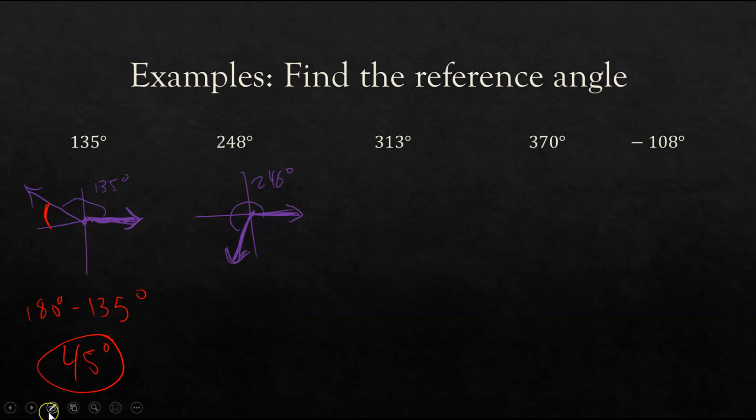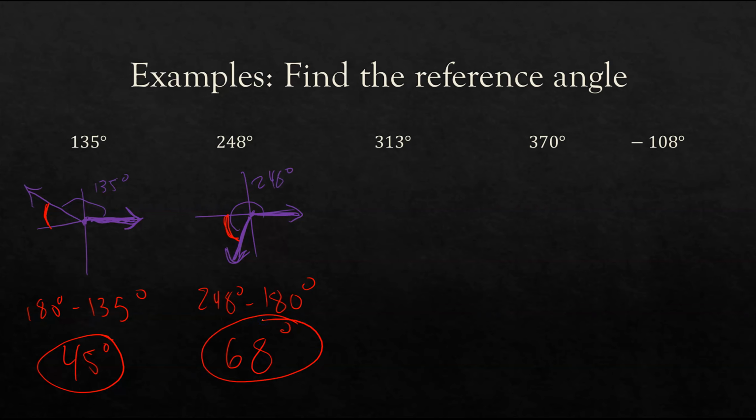So if that's the angle, where's the reference angle? Well, the reference angle is going to be this little piece right here. Because we're in the third quadrant, I'm going to take the full angle measure and subtract off this 180 to give me just the little red piece that's left. So I'm going to do 248 degrees minus 180 degrees. And what's that going to be? 68.